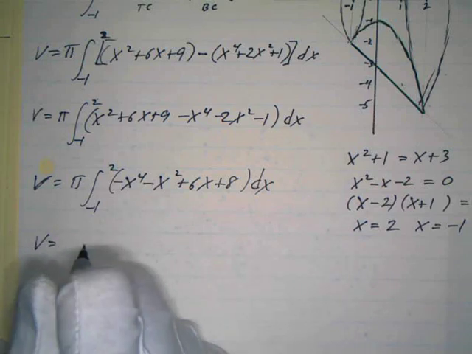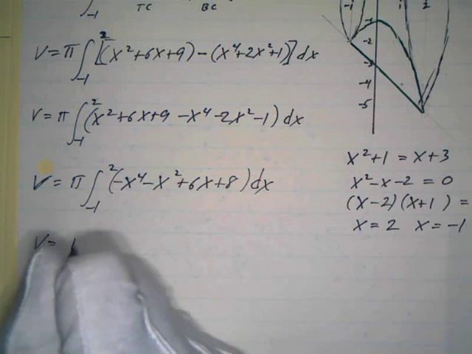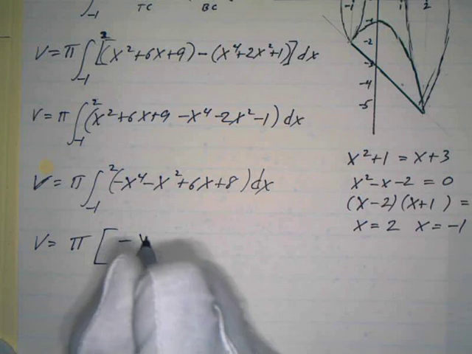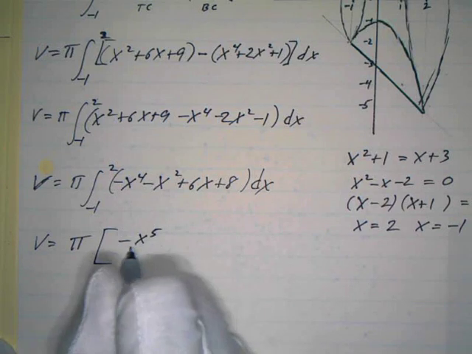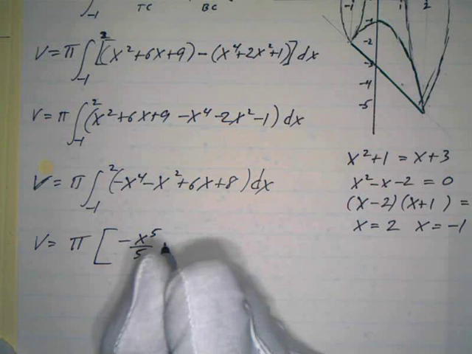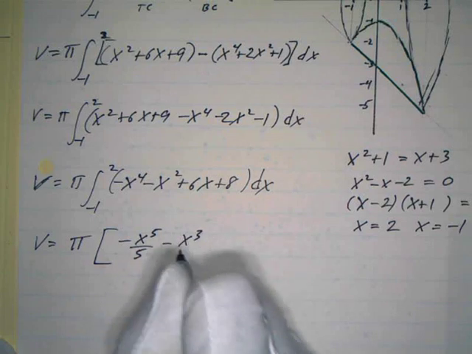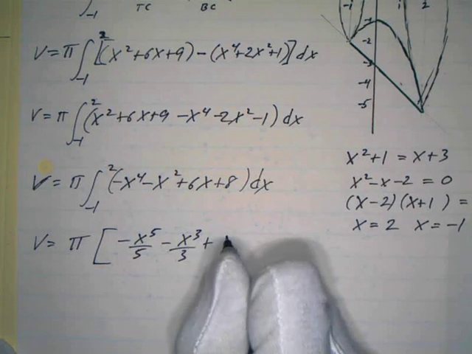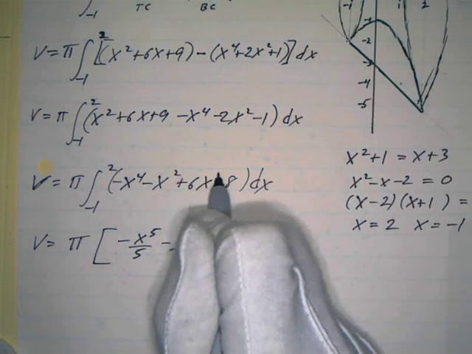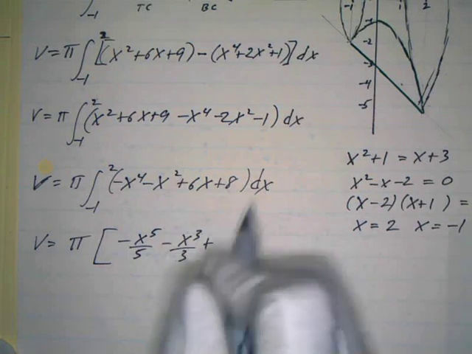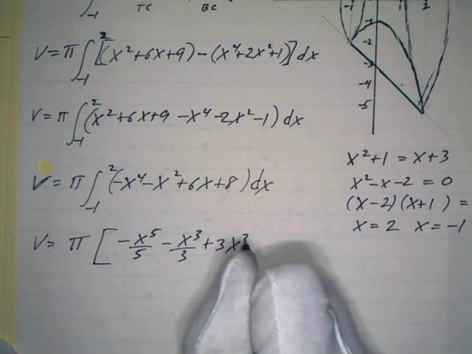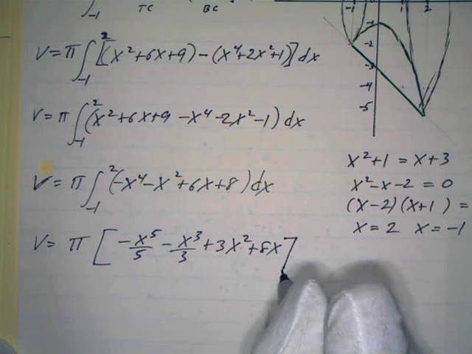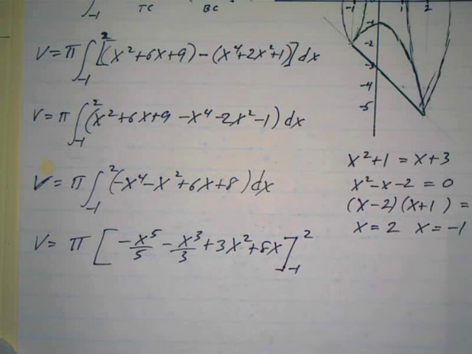Pi, and I guess we're ready to take the antiderivative. This is all set, so pi times, this is going to be negative x to the 5th over 5 minus x cubed over 3 plus, and that's going to be x squared over 2, and 6 over 2 is 3, so that'll just be 3x squared plus 8x. And we're going to do that from -1 to 2.